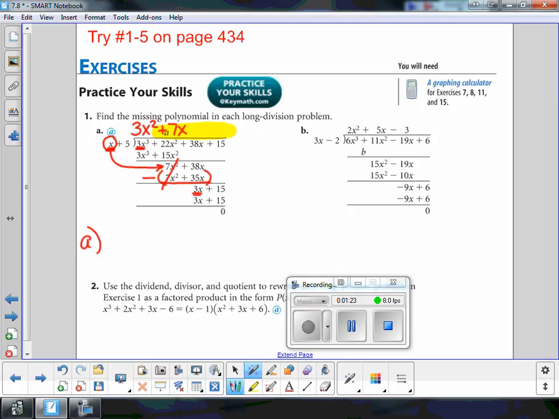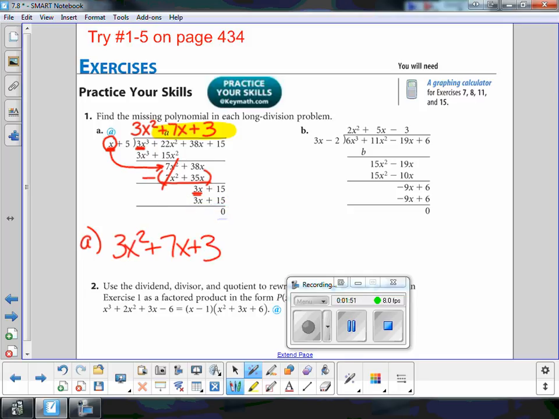So now, finally, you have to figure out what you would multiply this x by, 3, to get the 3x above the blue line. So 3 times x makes your 3x, and 3 times 5 makes your 15, for a remainder when you subtract of 0. So part A, you would have 3x squared plus 7x plus 3.